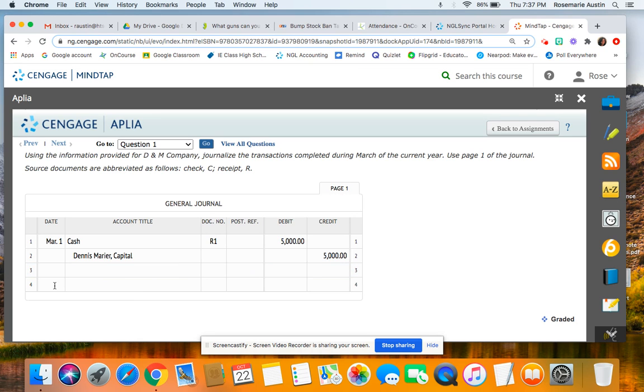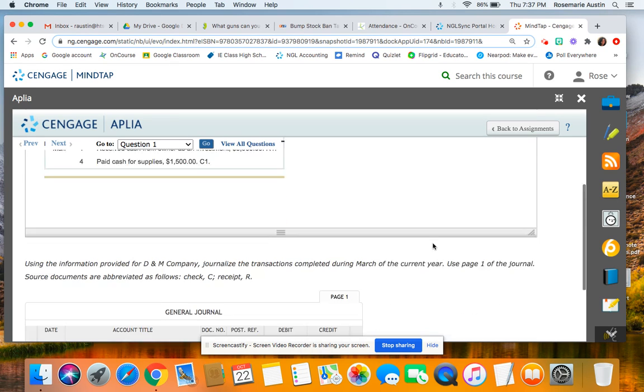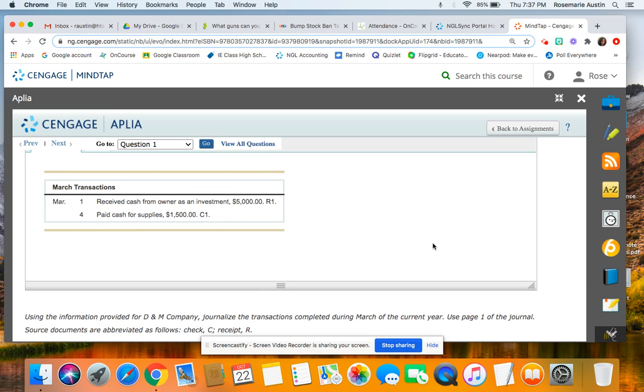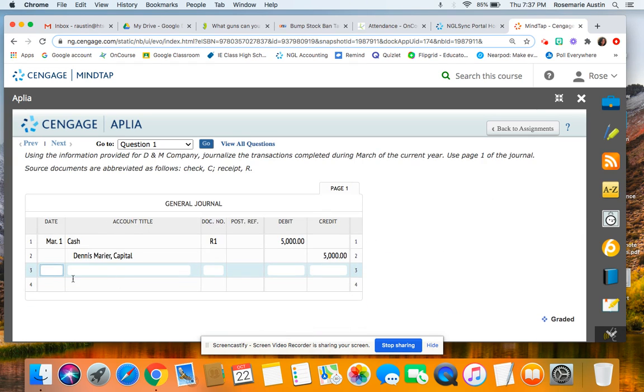Okay. So the second one is March 4th, and it's paid cash for supplies. The two accounts that are mentioned there are cash and supplies. So you just need to figure out which one's increasing and which one's decreasing, okay? In this case, they're both assets, so that means one has to increase and one has to decrease, okay? So if you're paying out cash, you should know that cash is going to decrease. So supplies will be the one that's debited. So we're going to put March 4th in here, and supplies is going to be the debit part and cash is going to be the credit part, okay?